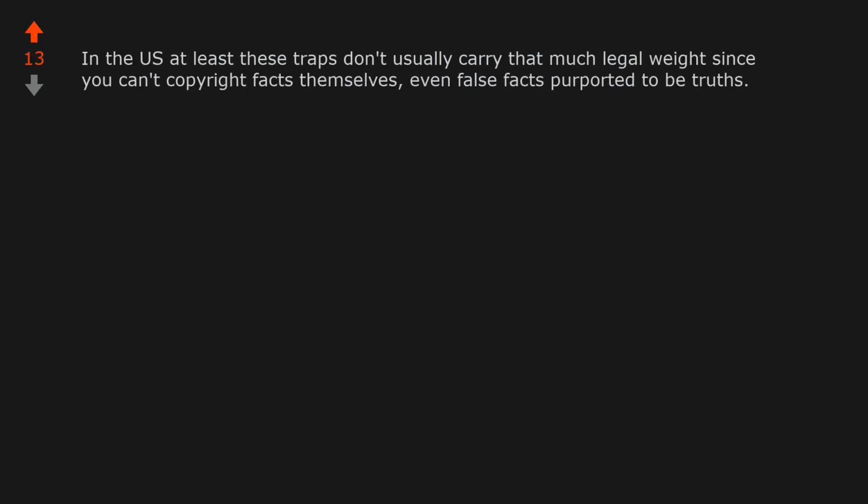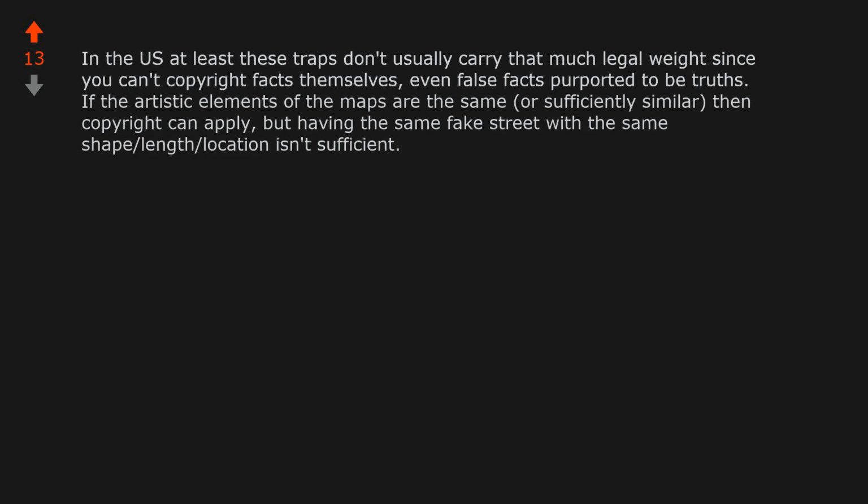In the US at least, these traps don't usually carry that much legal weight since you can't copyright facts themselves, even false facts purported to be truths. If the artistic elements of the maps are the same, or sufficiently similar, then copyright can apply, but having the same fake street with the same shape, length, and location isn't sufficient.